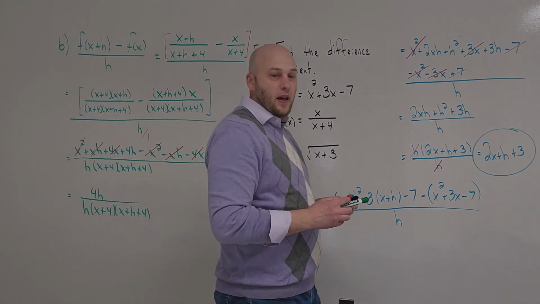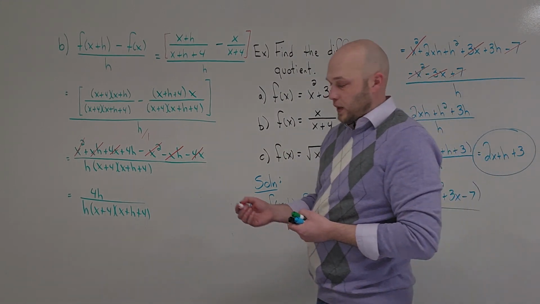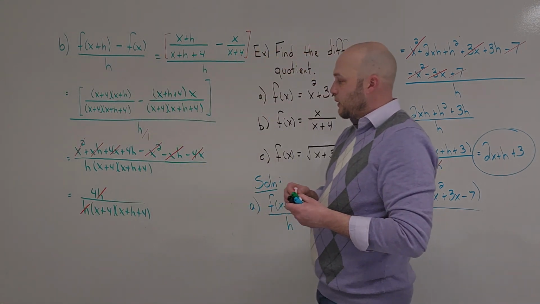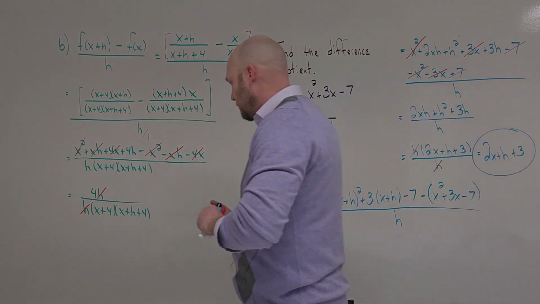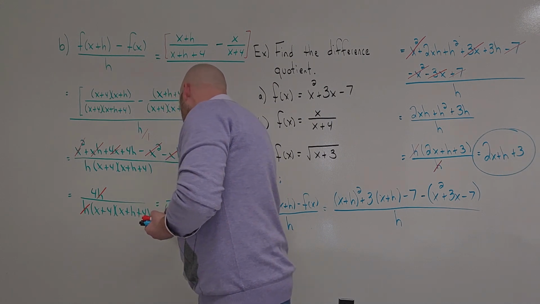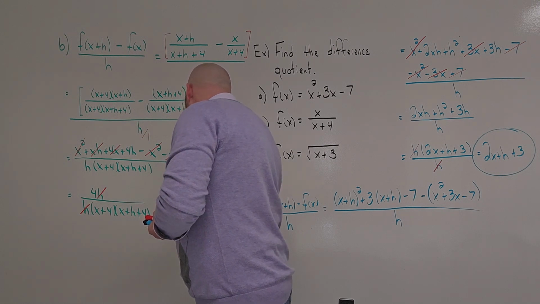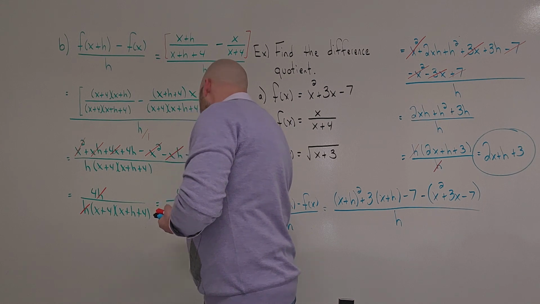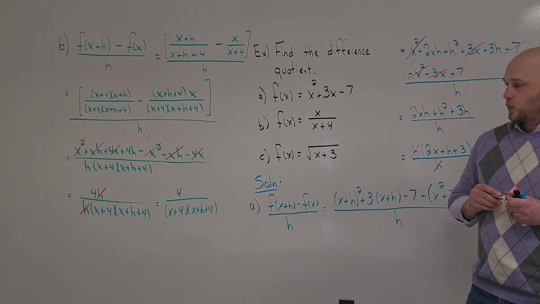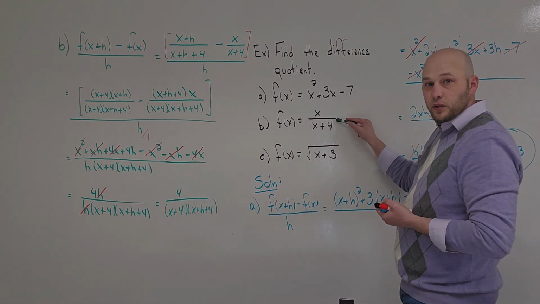Just like over here, we then have a common denominator, a factor on top and bottom, so a common factor will cancel. That means this h here will cancel with this h here, giving me my final answer of 4 over the product x plus 4, x plus h plus 4. So that would be the difference quotient of this function.